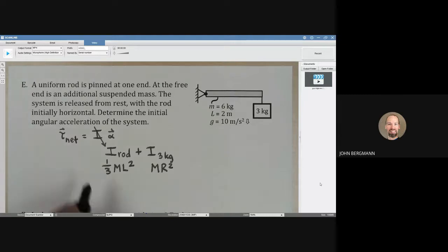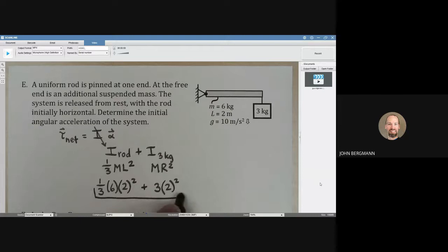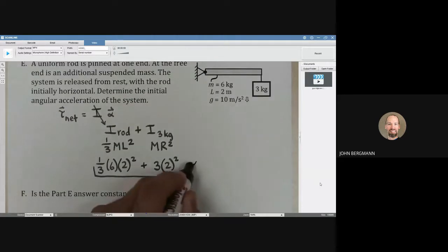So all of that means that the total moment of inertia that we are dealing with here is going to be 1/3. The mass of the rod is given as 6. The length of the rod is given as 2. And then for the 3 kilogram mass, m is obviously 3. And then the distance away that it is from the axis is 2 meters. So that right there is your total moment of inertia. That will need to be multiplied by alpha.